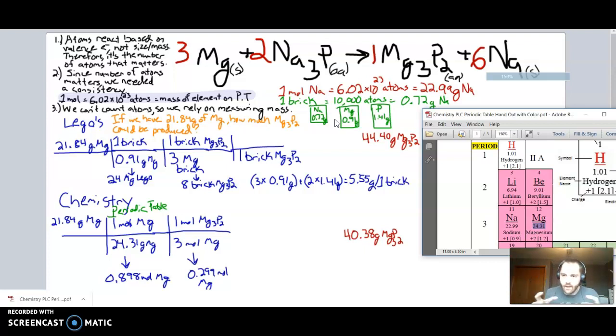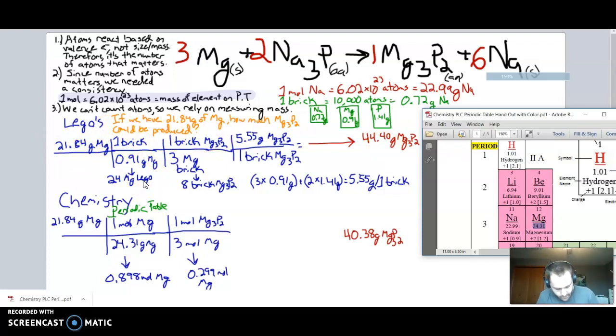Even though technically that Lego brick is now a molecule, a combined thing, we're going to count it as one thing. So we would write, okay, for every 1 brick of magnesium phosphide, 5.55 grams, Mg3P2. And now on the scale, we would actually be able to find this answer. We would find that Daniel would have had to measure out 44.40 grams of magnesium phosphide. And so that's what our trade would look like.